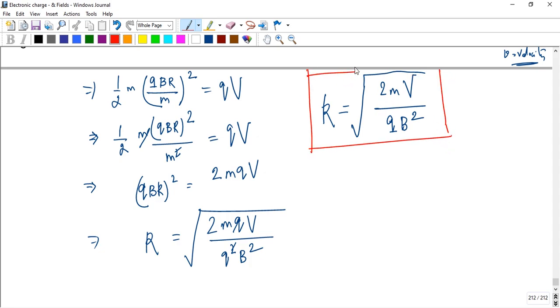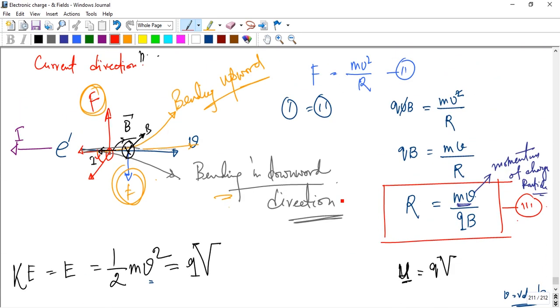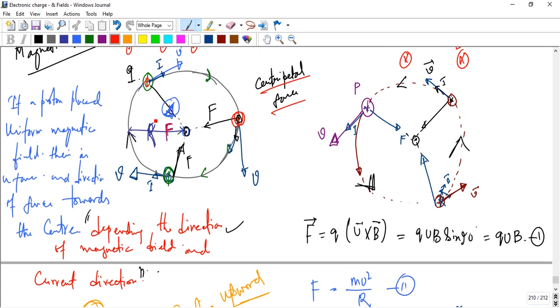Okay, clear? There is a root term in r. Here r squared is directly proportional to the potential V. That's very important, remember that. So we find the expression for r, the radius of that circle, here.